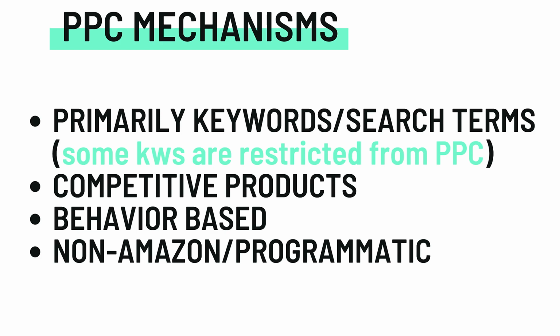We can also bid on competitive products, which is a massive thing, doing product targeting, which is really important. You can do behavior-based stuff now with some more advanced tools that exist within the Amazon platform. And you can even do DSP, demand-side platform, like non-Amazon, off-Amazon, programmatic advertising. That's pretty common for larger brands in various verticals.